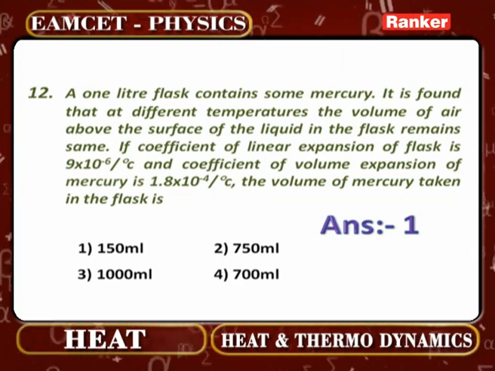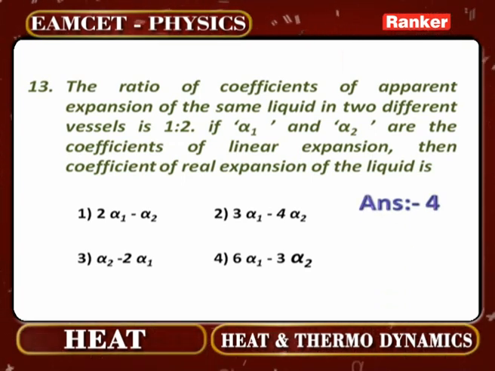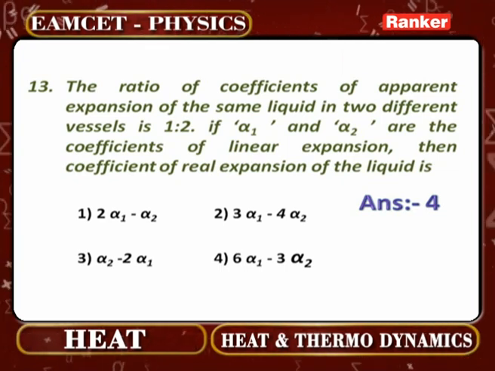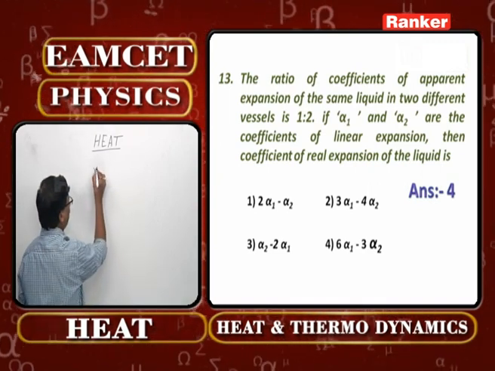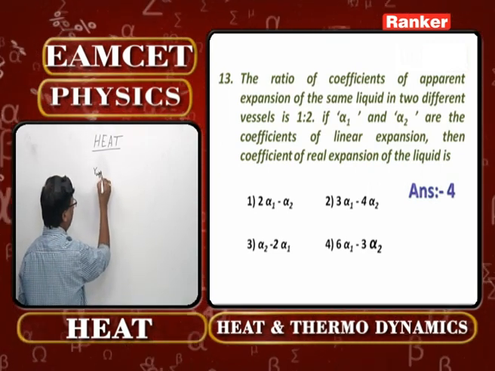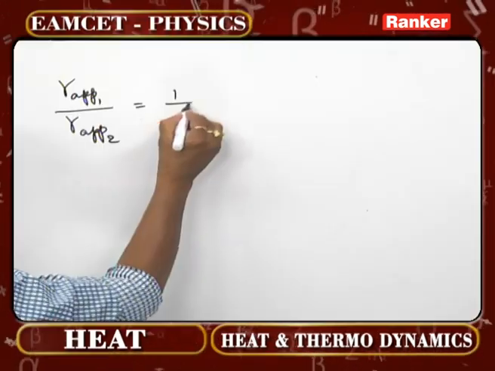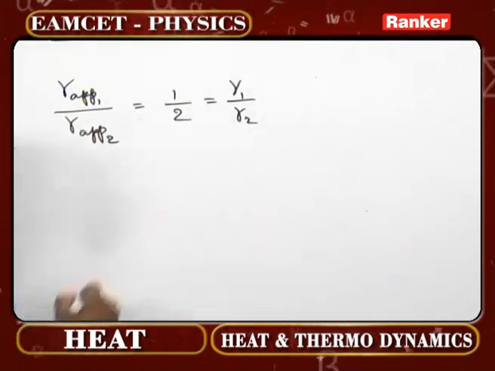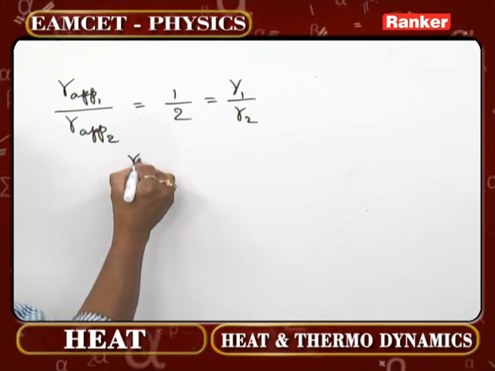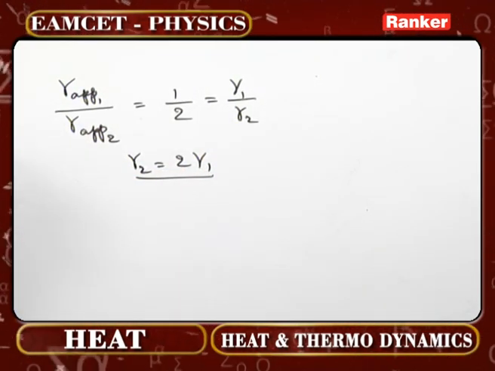Look at the next question, problem number 13. The ratio of coefficients of apparent expansion of the same liquid in two different vessels is 1:2. That is gamma apparent 1 by gamma apparent 2 is equal to 1/2. I better write this as gamma 1 by gamma 2 for ease. So gamma 2 can be written as 2 gamma 1. That is the relation. Now what else has he given?